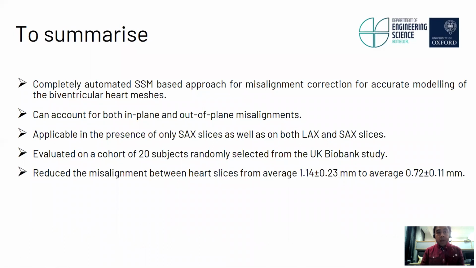we have developed a completely automated method for misalignment correction for accurate modeling of biventricular heart meshes, which can account for both in-plane and out-of-plane misalignments, and it is applicable even when only short axis slices are present, as well as with both long and short axis slices. We have evaluated our method on a cohort of 20 subjects randomly selected from the UK Biobank study, and we have been able to reduce the misalignment from 1.14 millimeters to an average of 0.72 millimeters.